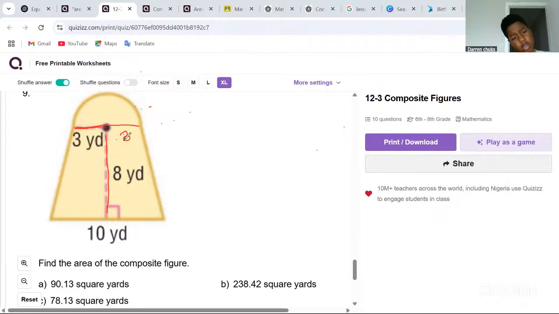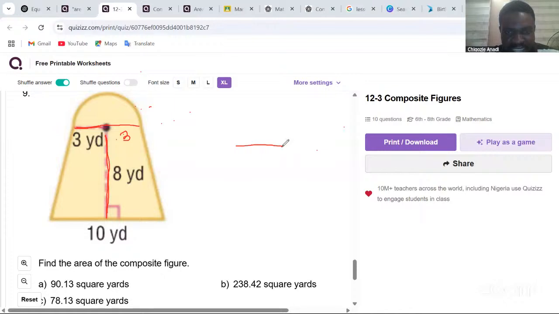If I redraw this trapezoid now, what's the problem? I don't understand, where's the height then? Your height is the 8 yards you're seeing here. That's the height. Let me redraw the trapezoid for you now.